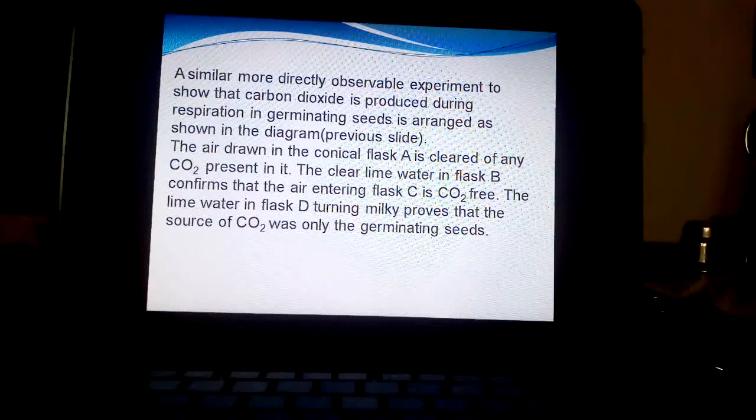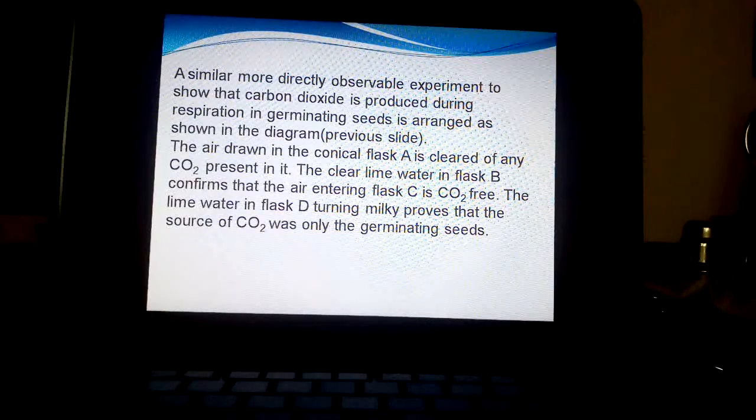Got it? Like that. The air drawn in conical flask A is cleared of any carbon dioxide present in it. The clear lime water in flask B confirms that the air entering flask C is CO2 free. So first, what we are doing, we are drawing the air in. What is taken there? Potassium hydroxide solution. The reason for potassium hydroxide solution is to absorb carbon dioxide. So in flask A, carbon dioxide is absorbed. Now the air which is entering B is carbon dioxide free.